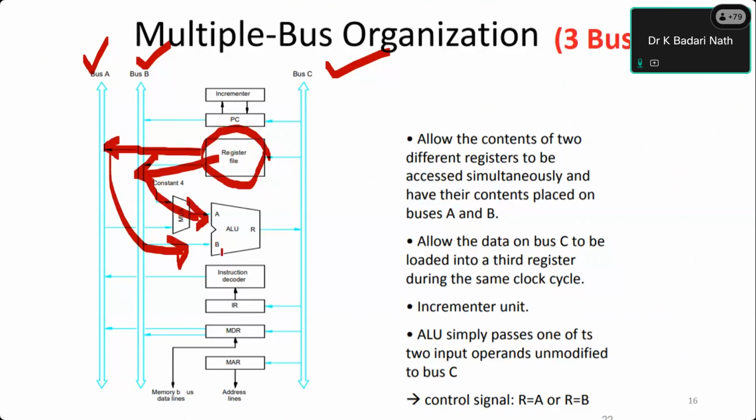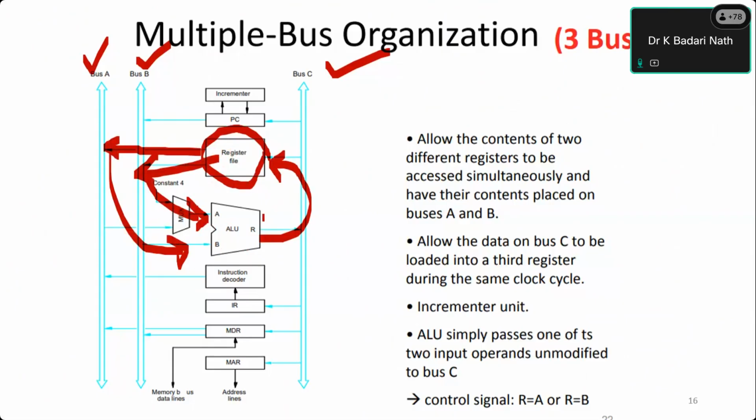In the same clock cycle, I can place both. At the same time, whatever result is generated by the ALU, since one more bus is there, I can take the result and write it into the register simultaneously. That means at a time, I can take out two operands from the register, perform the addition in the same clock cycle, and write back into the register in the same clock cycle.